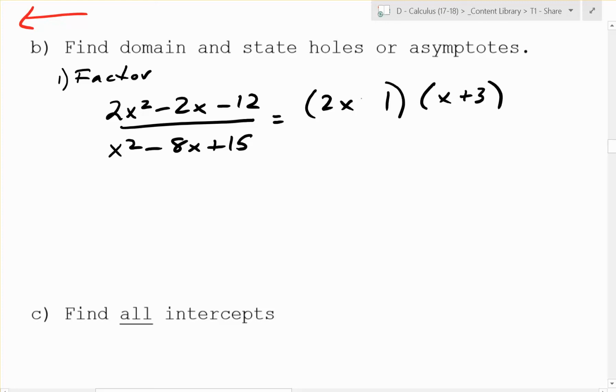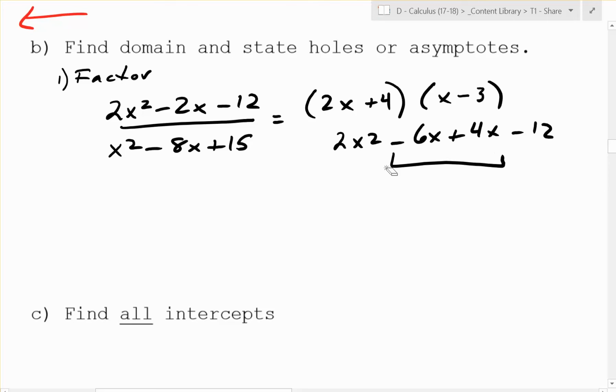Oh, is that what we had before? So it's going to be -3 and +4. We test that, you get 2x squared minus 6x plus 4x minus 12. Oh, that is -2x. So we found the right one.